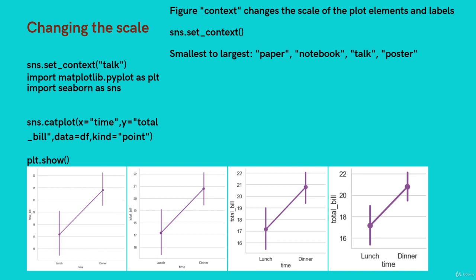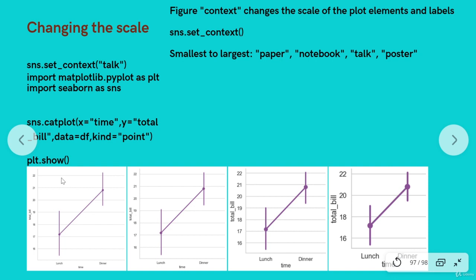Changing the scale is again a different type of customization that Seaborn offers you. Here there are four types of contexts available, from smallest to largest: paper, which is the smallest, then notebook, then talk, and then poster. Now, I have showcased all the four figures here, and you can automatically see the difference. This is the first case where I have used set_context equal to talk.